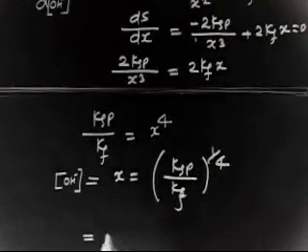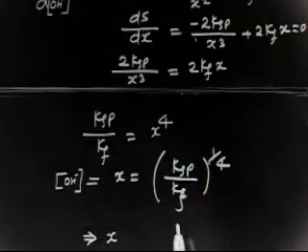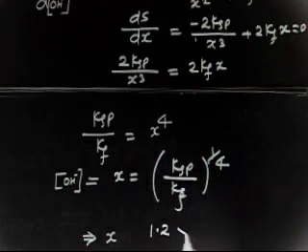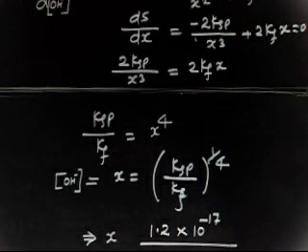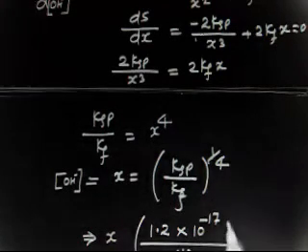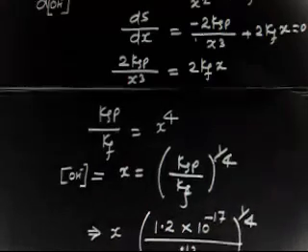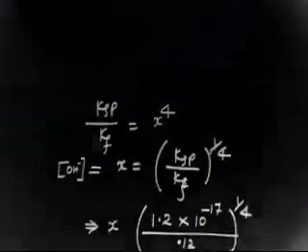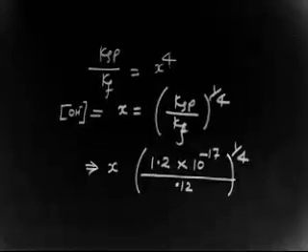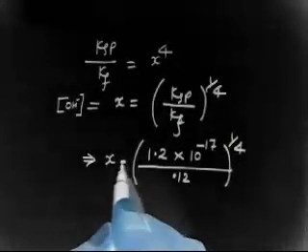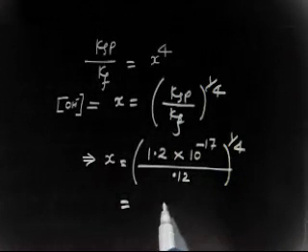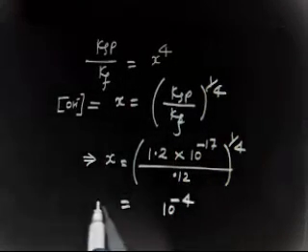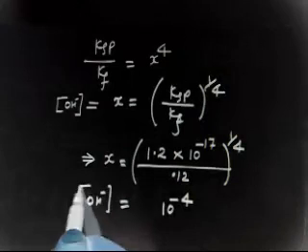So x is... Ksp is given to you. If you see your copy, you will find this is 1.2 × 10^-17 divided by 0.12, raised to the power 1 by 4. So I can solve this one. What is the value of x that is coming? This is simple in this case. So this is (10^-16) to the power 1 by 4, so this is 10^-4. So the concentration of OH minus is simply 10^-4.